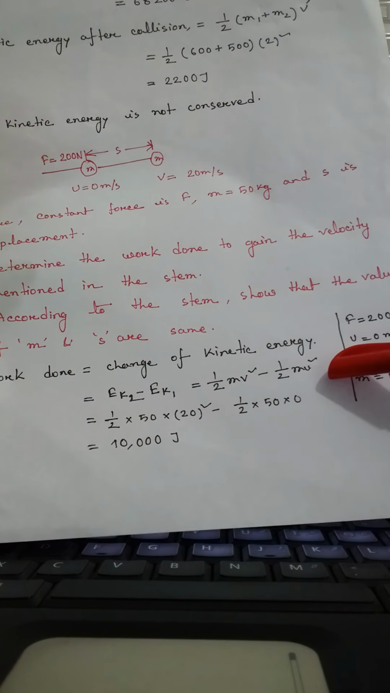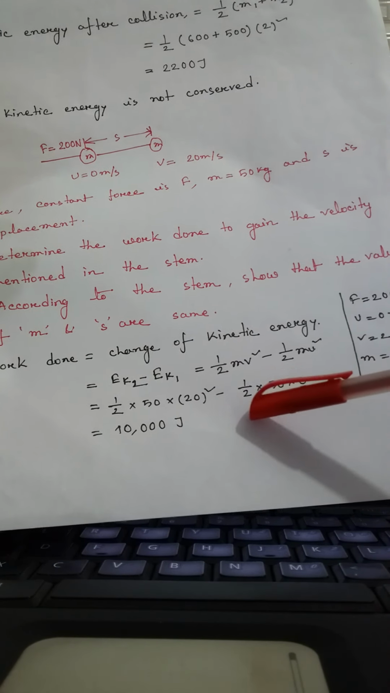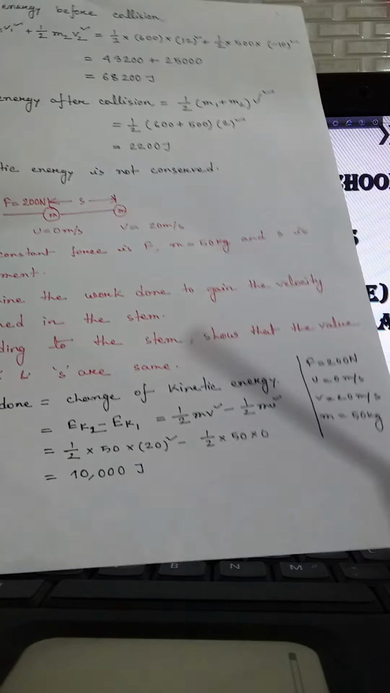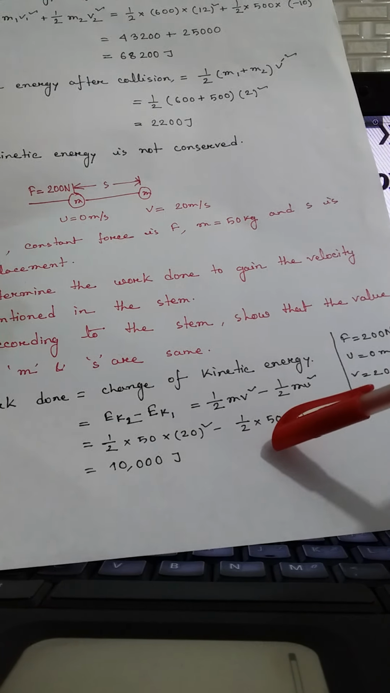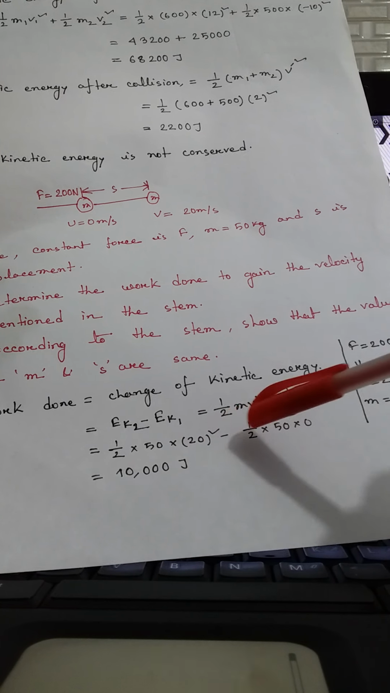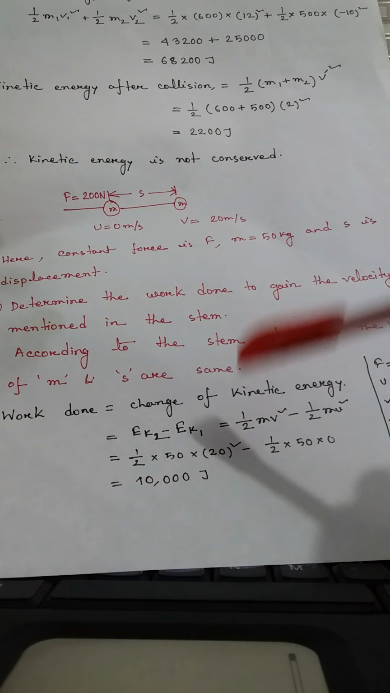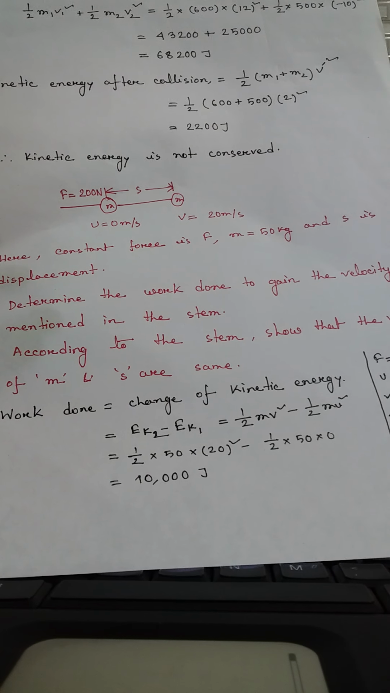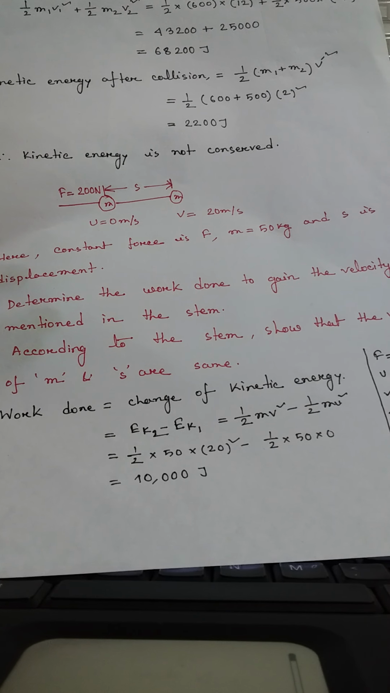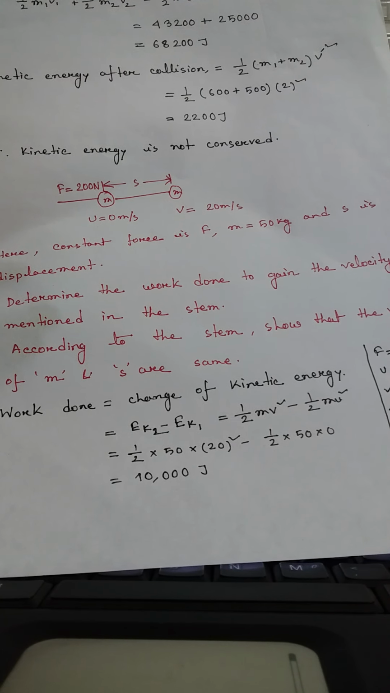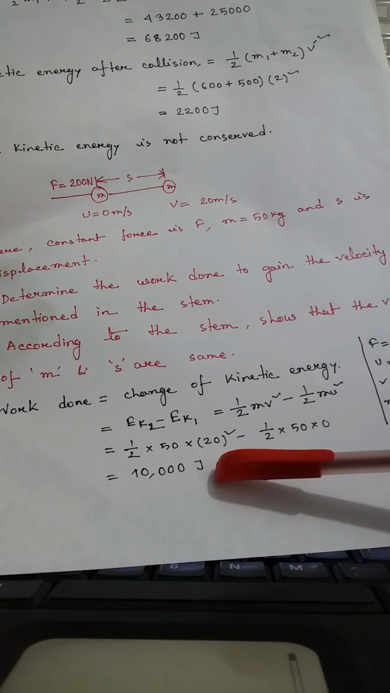So we can write the equation just like it, and then if we place the values here, we will get that the change of kinetic energy will be 10,000 joule, and that is our work done. That is the answer of question number C. Total work done will be the change of kinetic energy, and the answer will be 10,000 joule.